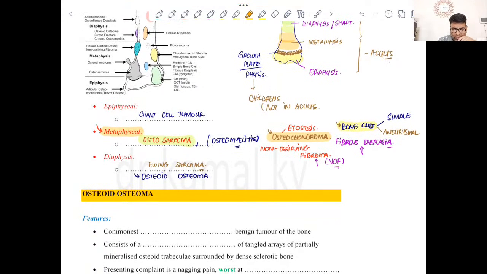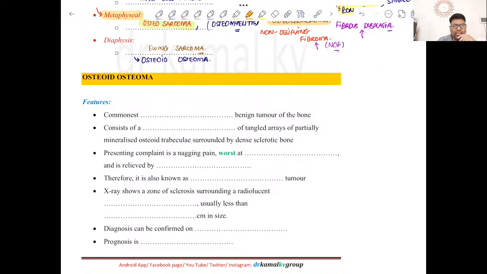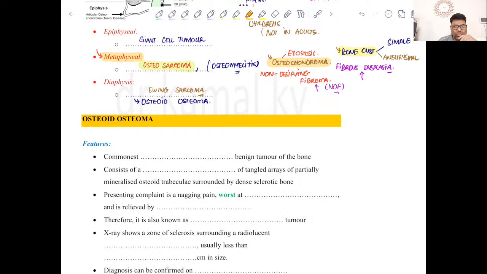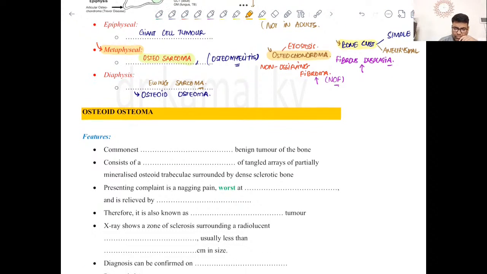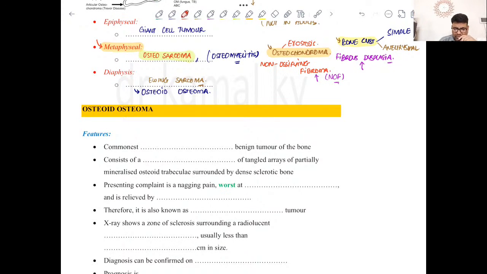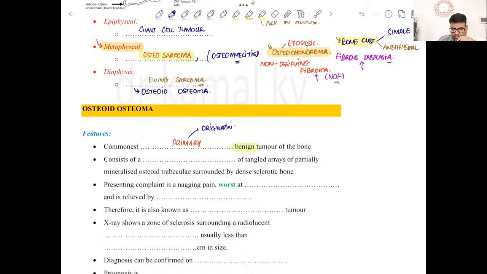So we will take the entities one by one and we will start with the benign entities first. And the very first condition is osteoid osteoma. Now for osteoid osteoma, we say that it is the most common primary benign tumor of bone. I think most of you must be understanding the meaning of benign or malignant. Malignant means very aggressive and benign means not that aggressive. And when I use the word primary, it means it is originating from bone.